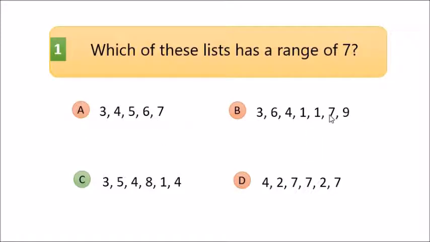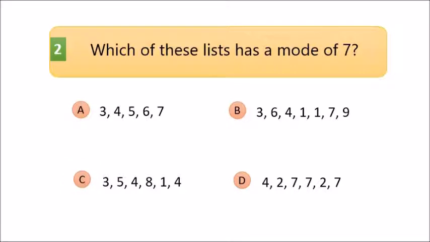This list has a range of 9 take away 1, which is 8. This list, 8 is the largest, 1 is the smallest, 8 take away 1 is 7, therefore this list has a range of 7. This list, 7 take away 2 is 5, therefore the range of that list is 5.